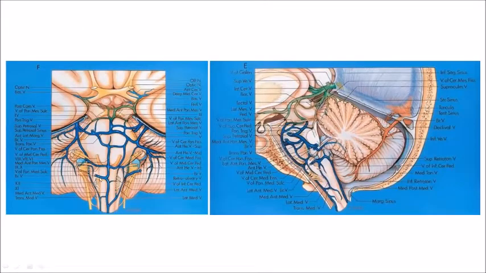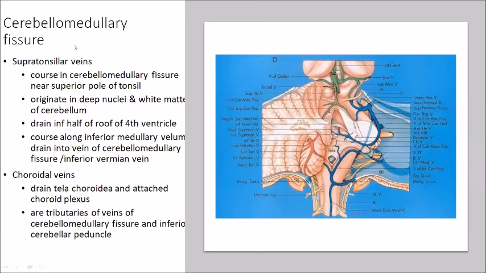This is an interior view of the petrosal surface in which we can see the veins. The veins of the cerebellomedullary fissure also consist of the supratonsillar veins and the choroidal veins.